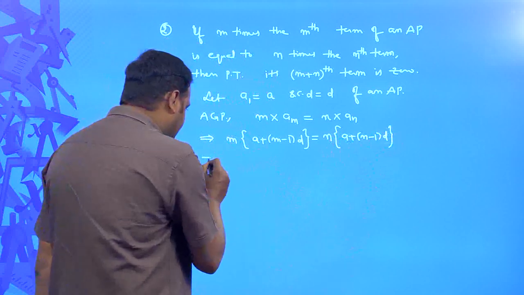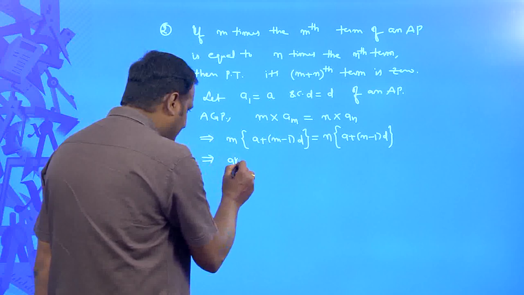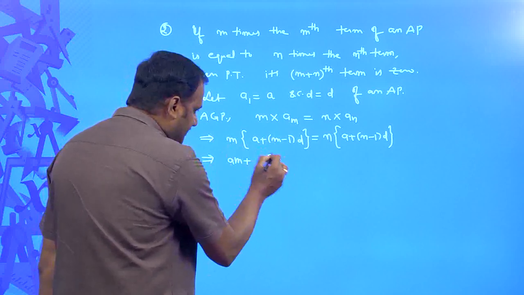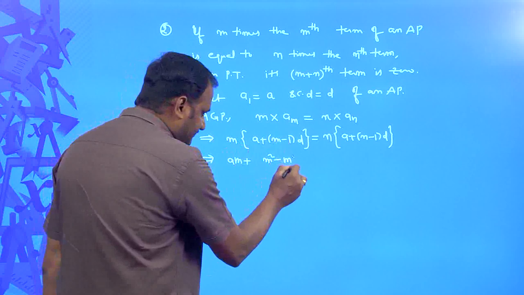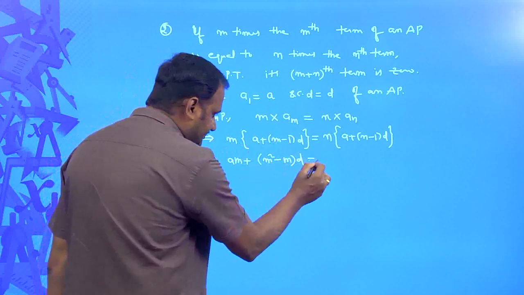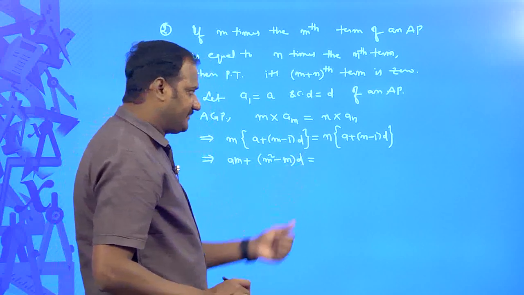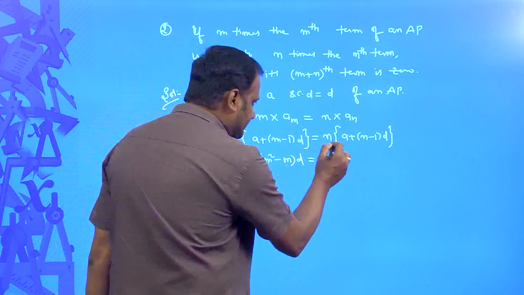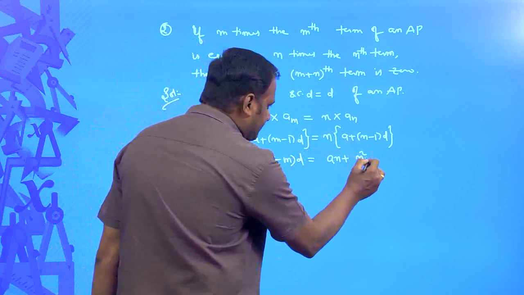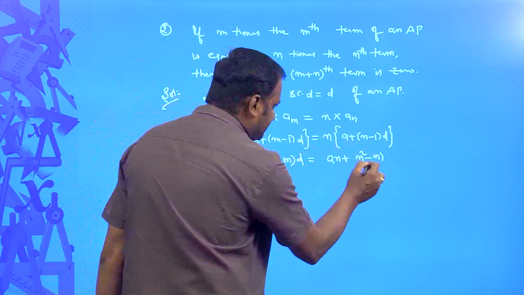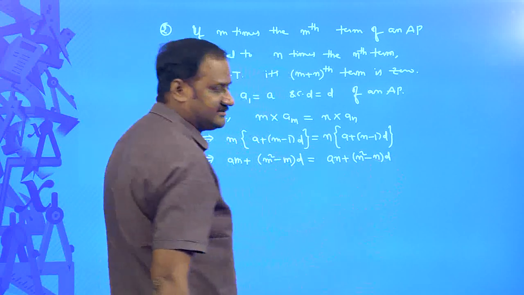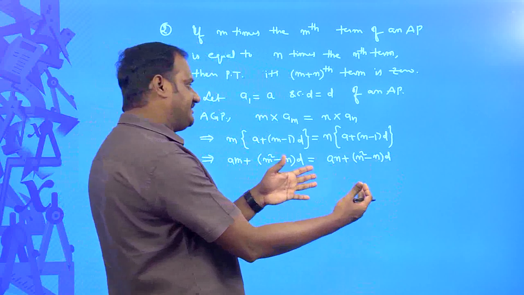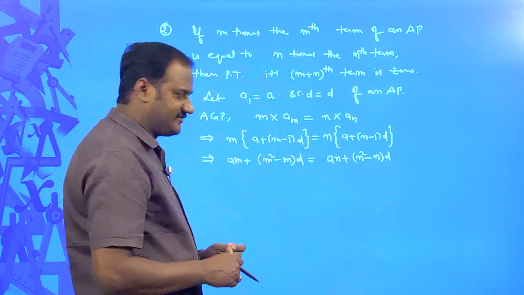M into a is going to be am plus m into m is m square minus m into 1 is equal to m times d. Similarly, n into a is going to be a n plus n into n is n square minus n into 1 equal to n times d. Got it? So, let us try to transpose everything from right hand side to left hand side.